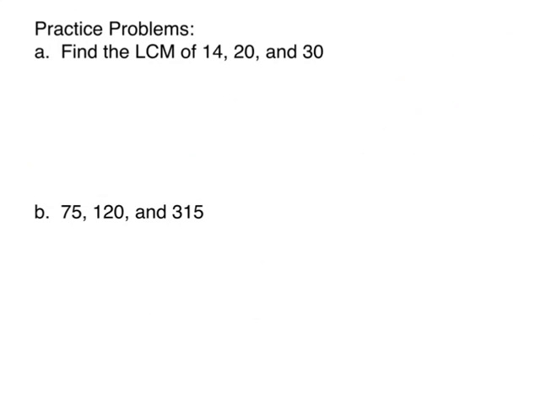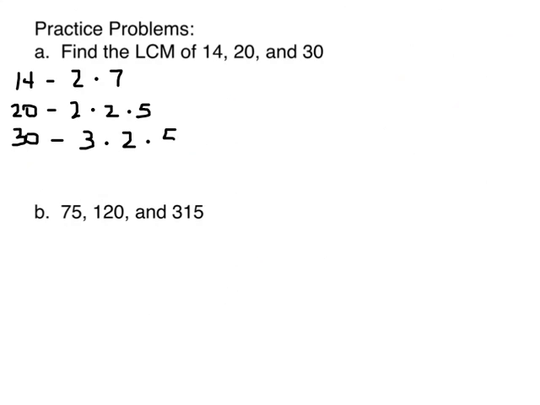14, 20, and 30. 14 is 2 times 7. 20 is 4 times 5, which is 2 times 2 times 5. And 30 is 3 times 10, so 3 times 2 times 5. Alright, so I'm going to be multiplying 2, 7, 5, and 3. Those are the 4 different factors I have.